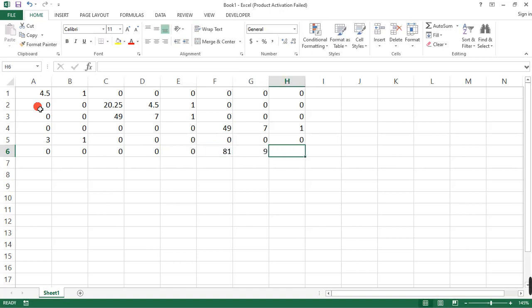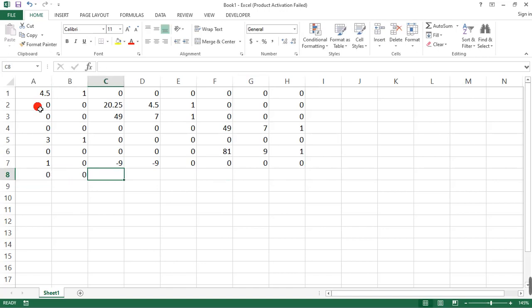Sunod. 1. For the seventh row, 0, 0. 1, 3, 1. Sunod. Negative 9. Negative 9. Okay. Next.